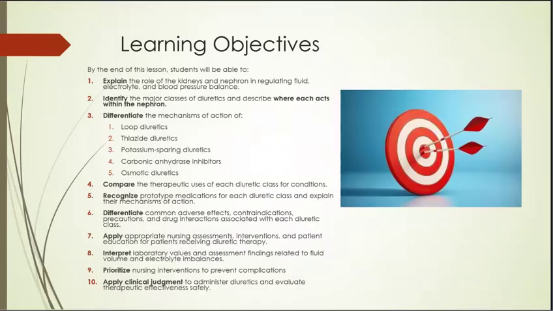By the end of this lesson, you should be able to explain how the kidneys and nephrons regulate fluid, electrolytes, and blood pressure. Identify where each class of diuretics work within the nephron. You'll compare loop, thiazide, potassium-sparing, carbonic anhydrase inhibitors, and osmotic diuretics, including their mechanism of action, therapeutic uses, prototype medications, adverse effects, contraindications, and drug interactions.